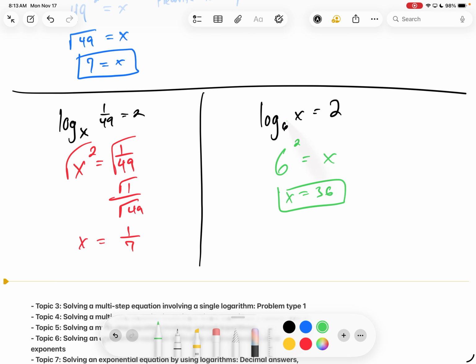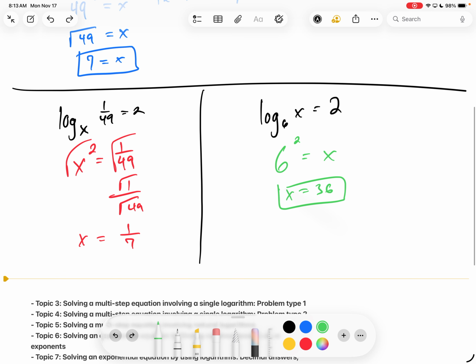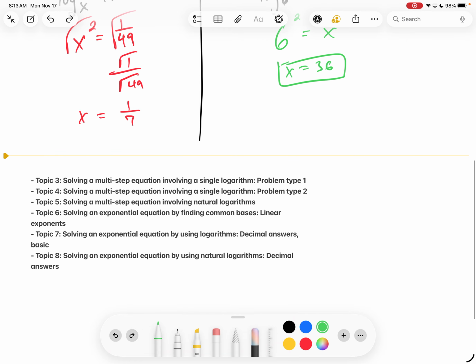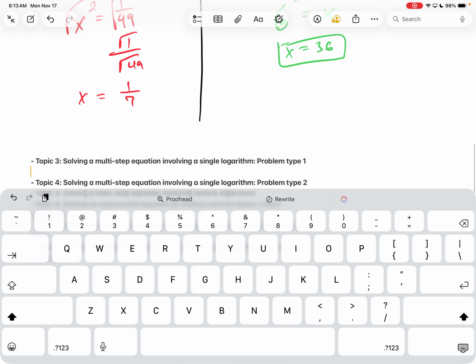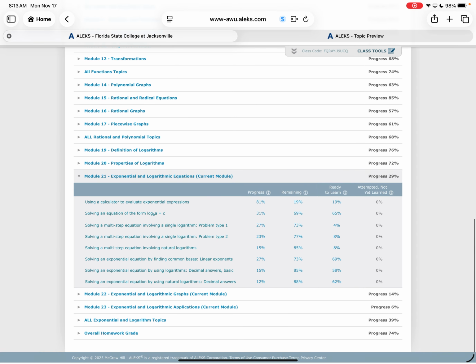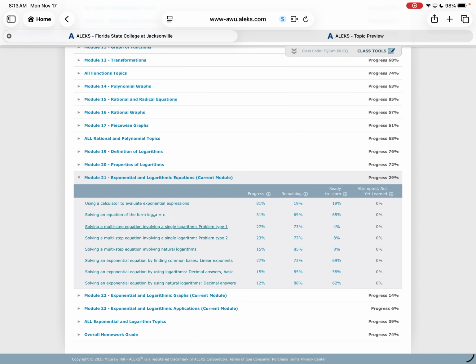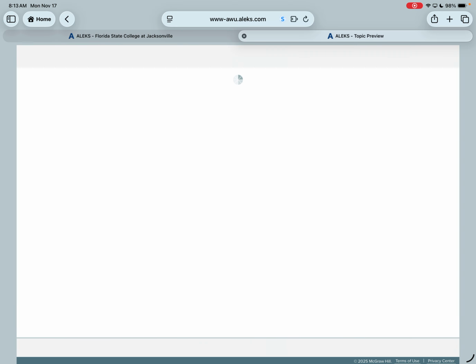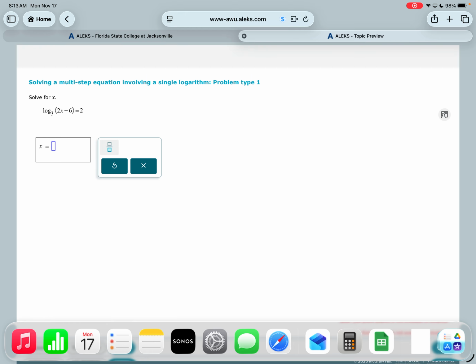This is what a log is saying: 6 to what power is this number? But you have to figure out how to rewrite these. Just change them to exponential, and then you can see what to do from there. My base is the little guy, the exponent is over here by itself, and the answer is on this side. I told you the other day that knowing how to go back and forth between logarithm and exponential is going to make these so much easier. Next: log base 3 of 2x minus 6 equals 2.